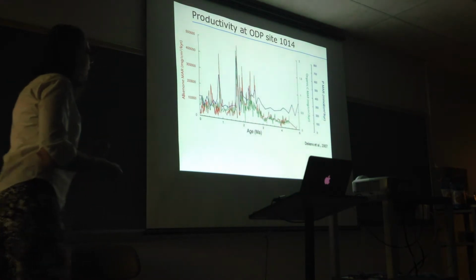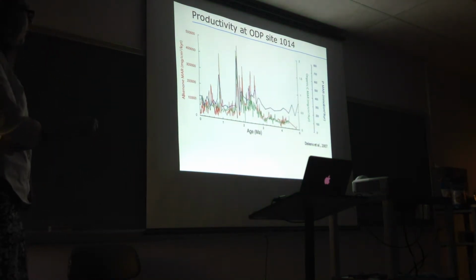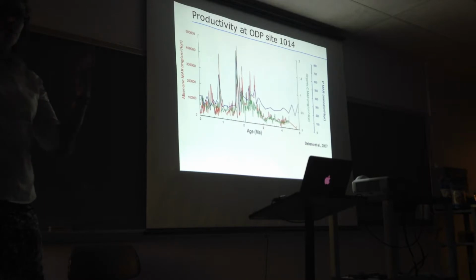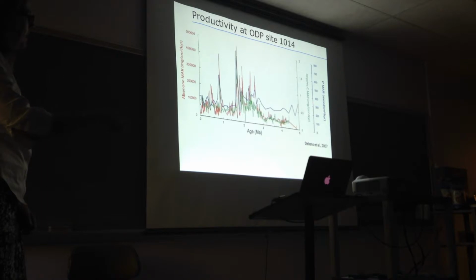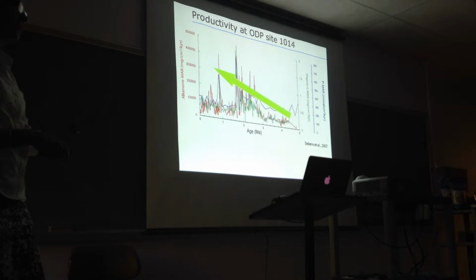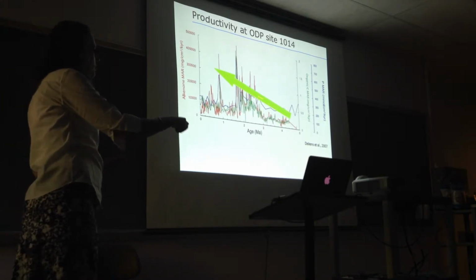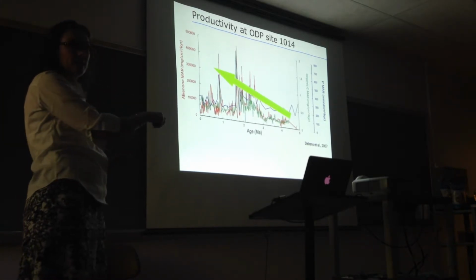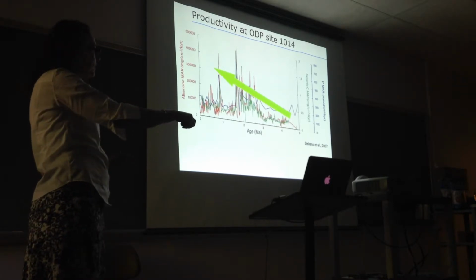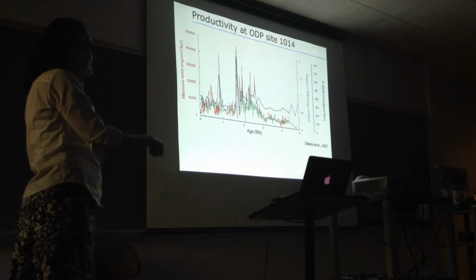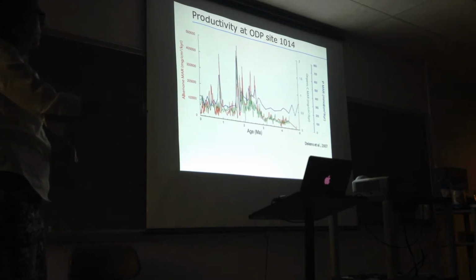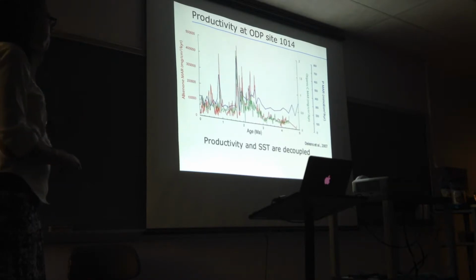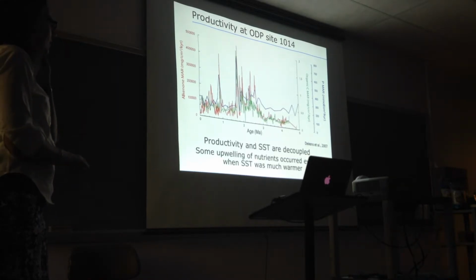So I looked at records of productivity. I looked at three different records: alkanone mass accumulation rate, so in other words how many of those organic molecules are in the sediment, organic carbon, and phosphate mass accumulation rate, from 5 million years to today. If it was just a change in the upwelling, I would have expected these records to go straight up, because temperature went straight down. But that's not at all what we see. We see a weird bump in the middle, but it's not correlated with temperature at all. So the productivity and the temperature are decoupled.